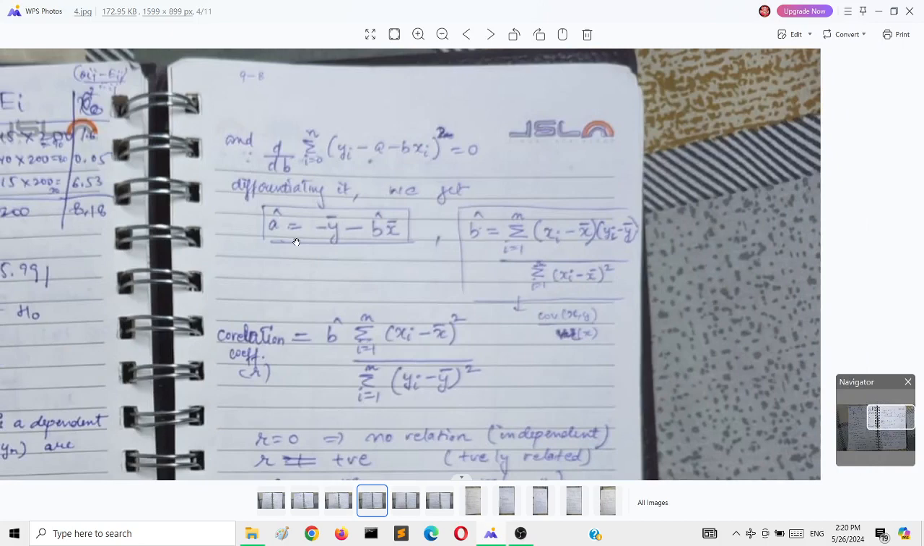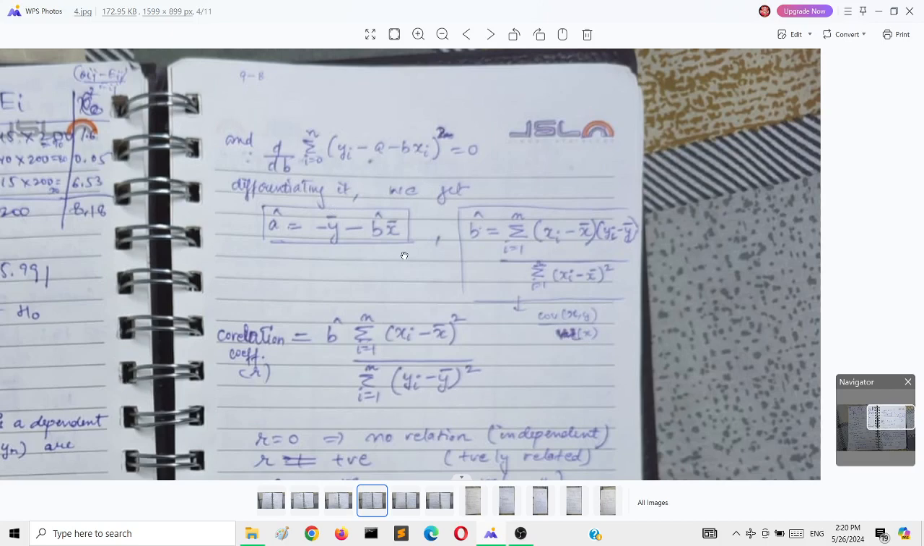Second, you want to optimize the value of b. That's why you take the derivative with respect to b. After differentiating this term, we get a cap equals y bar minus b cap times x bar. So what is this b cap? B cap is nothing but this term, which is your covariance over variance. This is the whole differentiation behind it.